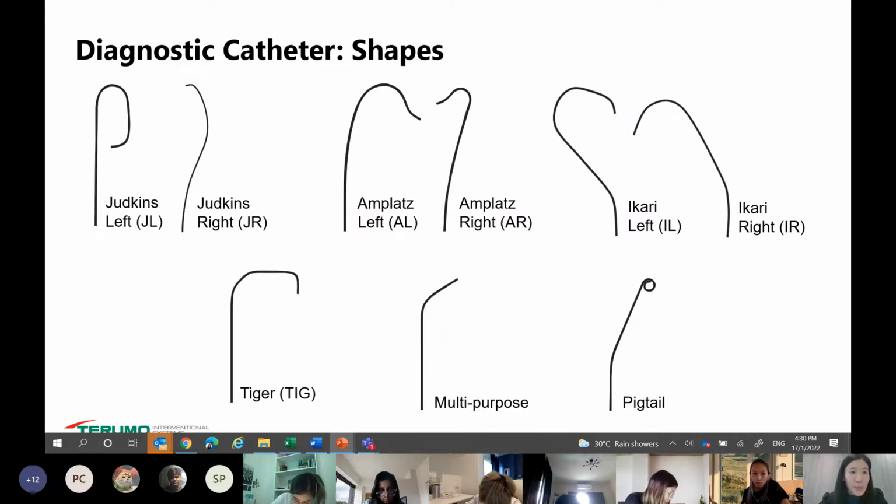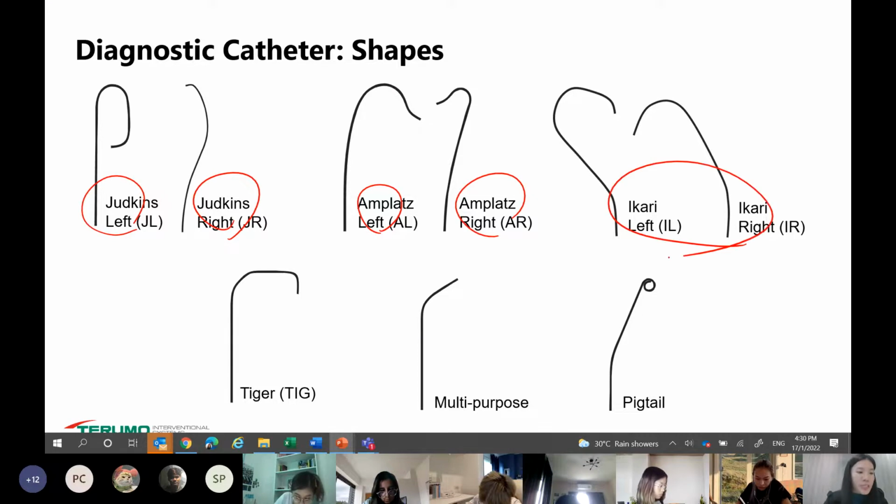So the curves or the shapes have names. The most conventional ones are the Judkins and the Amplatz. Ikari and Tiger are also used. These are very modern curves. They are used more for the radial approach. So radial and femoral, that's one of the differences. Sometimes the shapes that are used are a bit different.